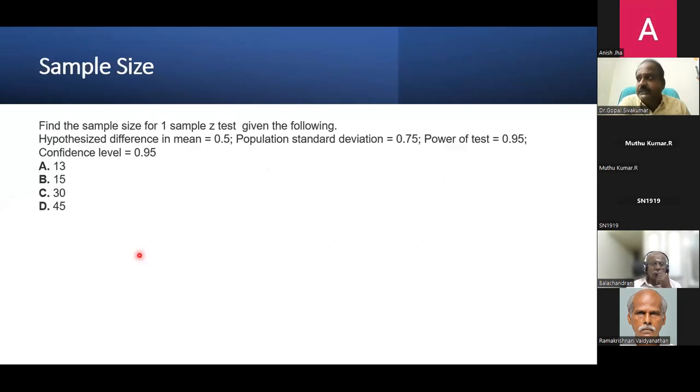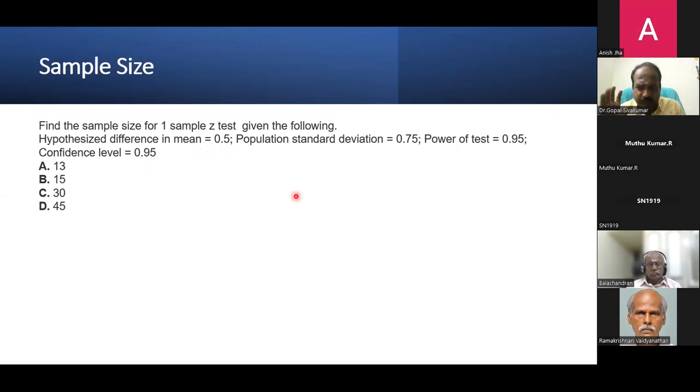Now, find the sample size for a one sample Z test given the following. Z test is meant for validating the difference in average. Am I correct? Yes, sir. So the difference in the average is 0.5. Z test means population standard deviation should be known. So population standard deviation is 0.75. Power of the test is 0.95. Confidence level 0.95. What is the minimum sample size so that you can validate this difference?